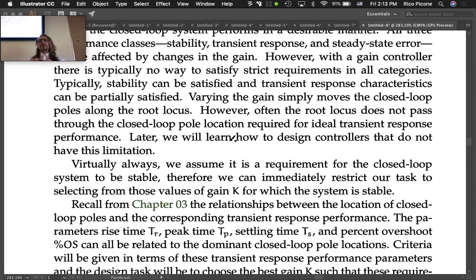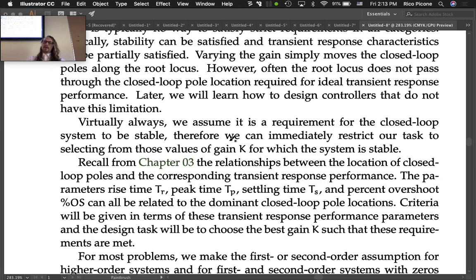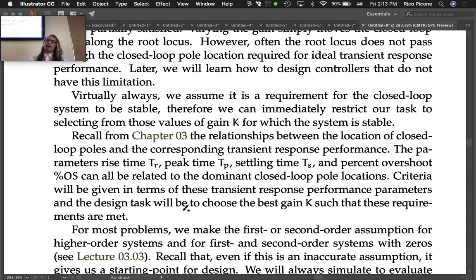Virtually always, we assume it is a requirement for the closed loop system to be stable. Therefore, we can immediately restrict our task to selecting from those values of gain for which the system is stable. So the closed loop pole has got to be in the left half plane. That's what stability tells us. Recall from chapter 3 the relationships between the location of closed loop poles and the corresponding transient response performance. Parameters such as rise time, peak time, settling time, and percent overshoot can all be related to the dominant closed loop pole locations. Criteria will be given in terms of these transient response performance parameters, and the design task will be to choose the best gain such that these requirements are met.